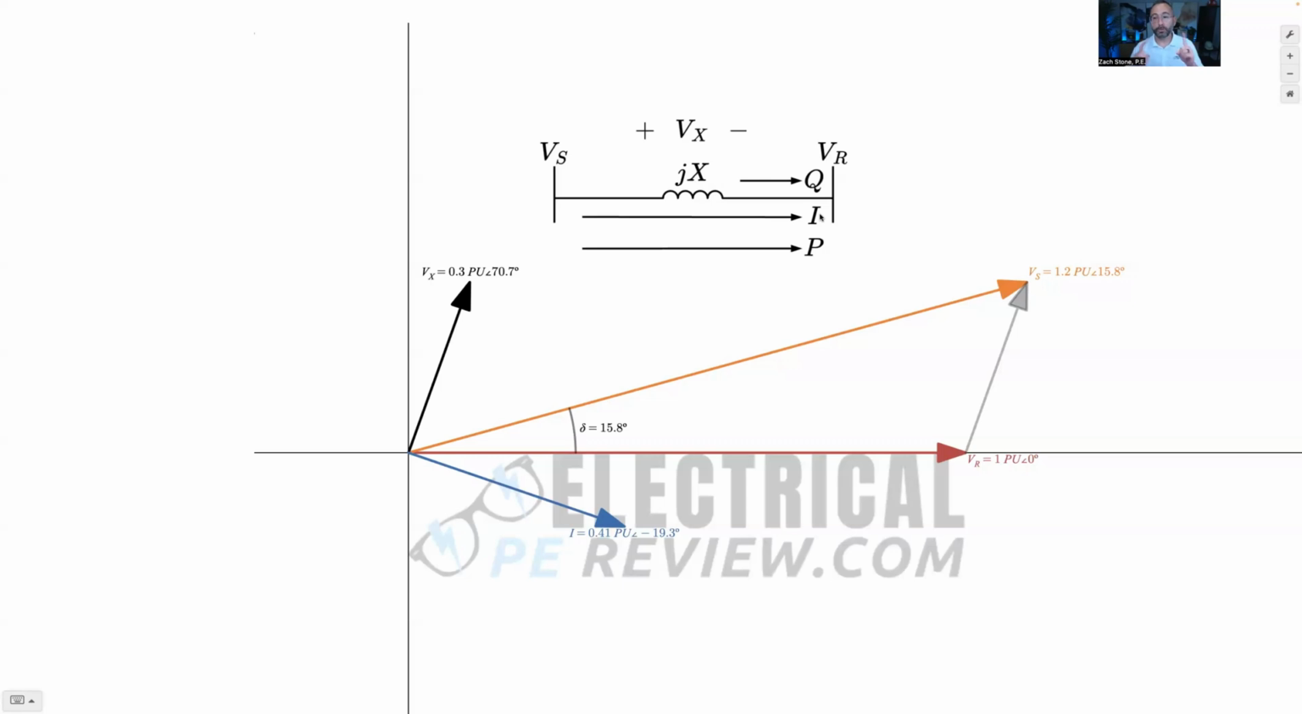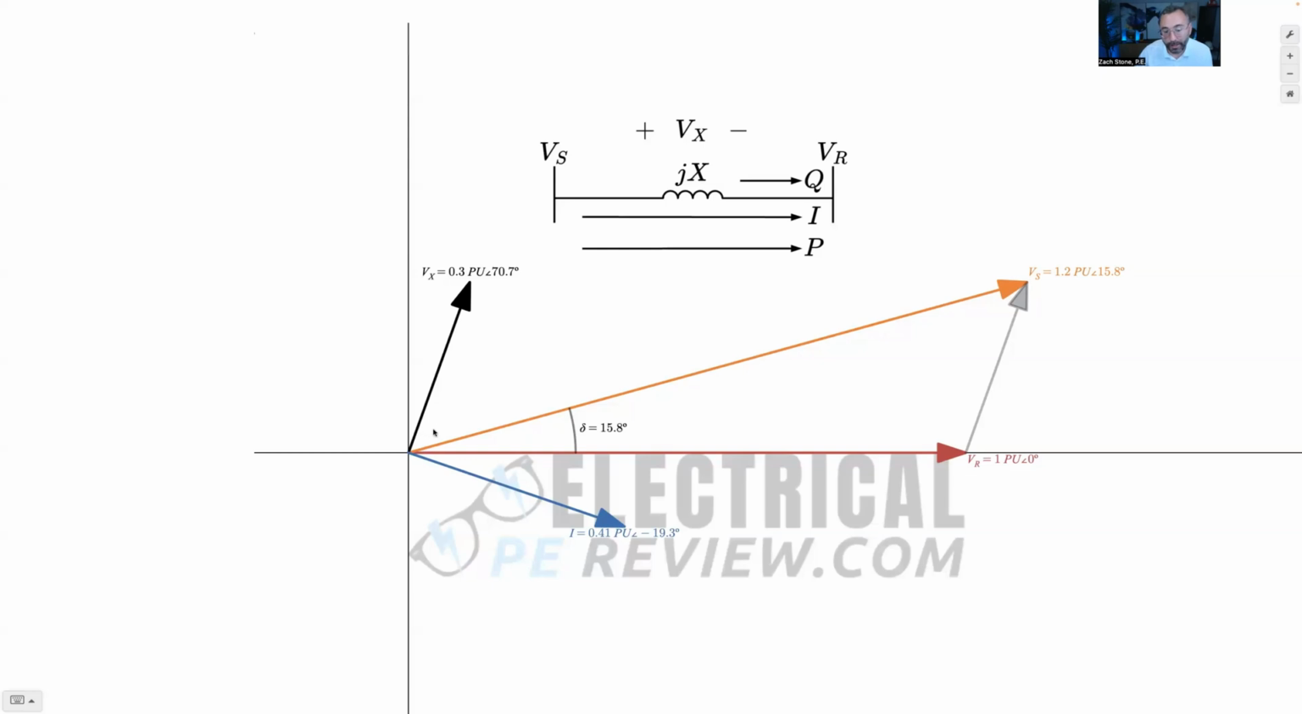And then when we multiply two polar numbers, what do we do to the angles? We add the angles, we sum them up. So whatever the angle is of I, if we add it to 90 degrees, we're going to get the angle of VX. Angle of I right here is negative 19.3. Negative 19.3 theta I plus j theta Z 90 degrees is 70.7 degrees.